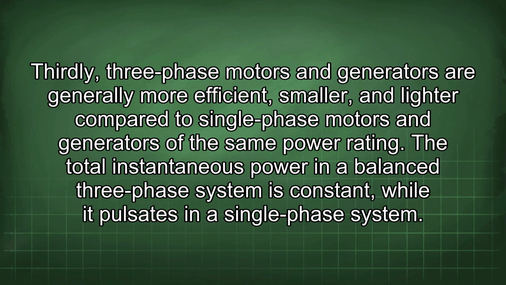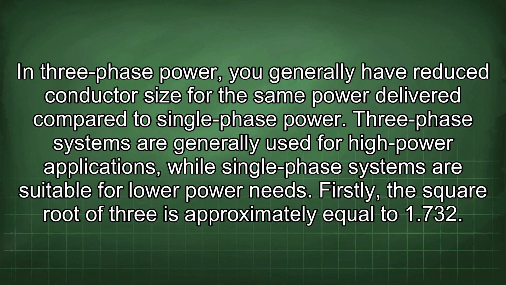Thirdly, three-phase motors and generators are generally more efficient, smaller, and lighter compared to single-phase motors and generators of the same power rating. The total instantaneous power in a balanced three-phase system is constant, while it pulsates in a single-phase system. In three-phase power, you generally have reduced conductor size for the same power delivered compared to single-phase power. Three-phase systems are generally used for high-power applications, while single-phase systems are suitable for lower power needs.